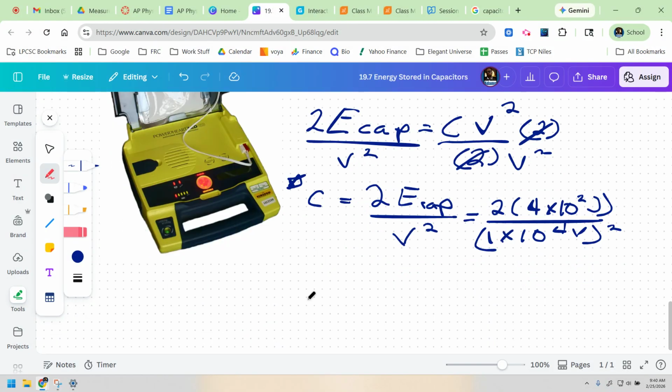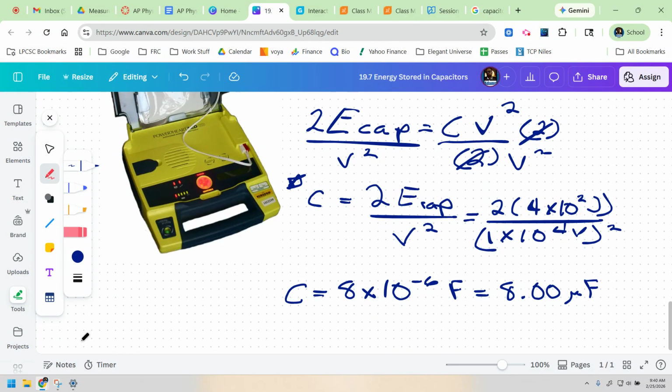And so when you get done with this, you get the capacitance is 8 times 10 to the negative 6 farads, which is 8.00 microfarads. Okay.